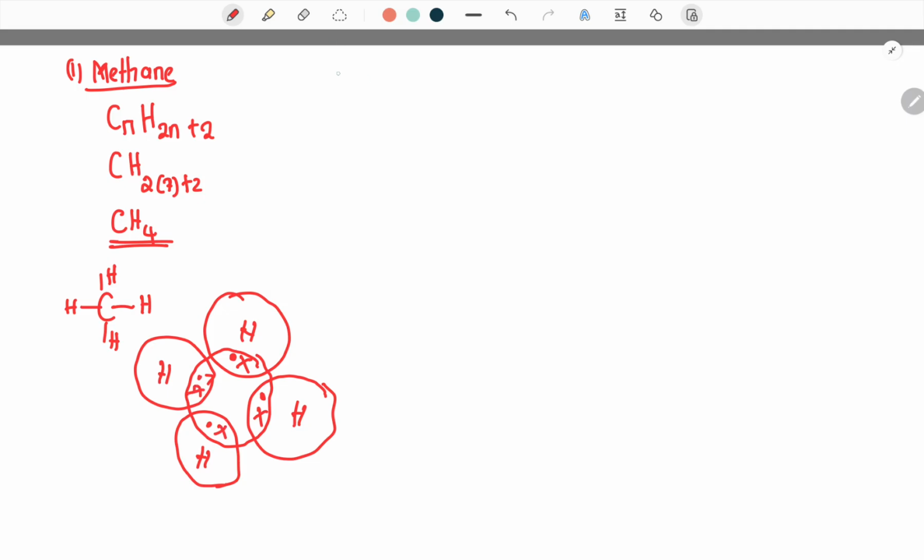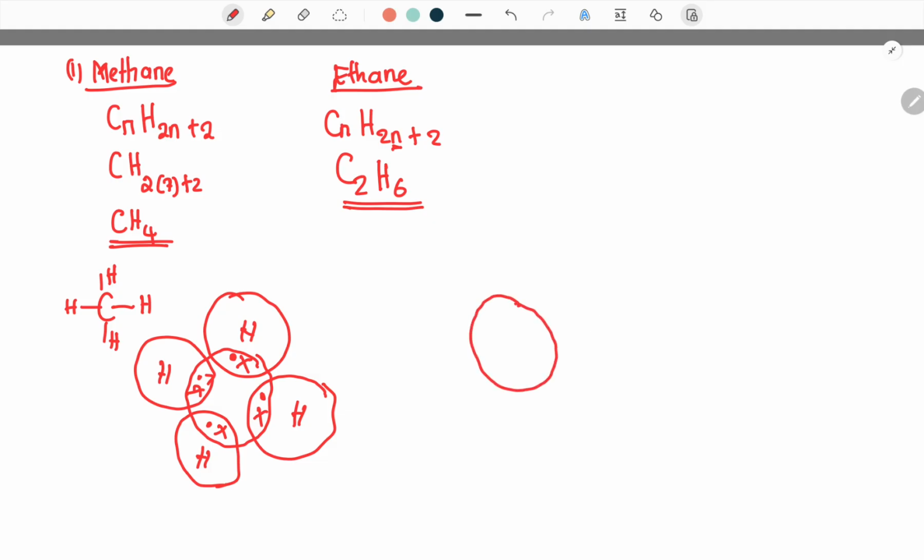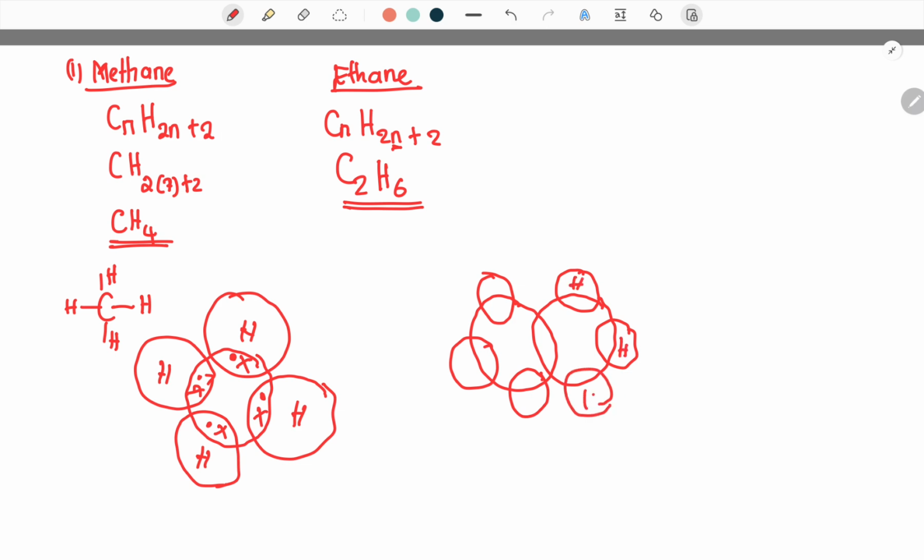How about, let's say, ethane? So it's going to be CnH2n+2. So n is simply 2. If we put a 2, it's 2 times 2 is 4, plus 2, this is going to be 6. How are you going to write its covalent bond? So it's going to be like this. You have this carbon atom here with another carbon atom. Then it's going to be 1, 2, 3. Even here, 1, 2, 3. So this is going to be 6 hydrogen atoms.